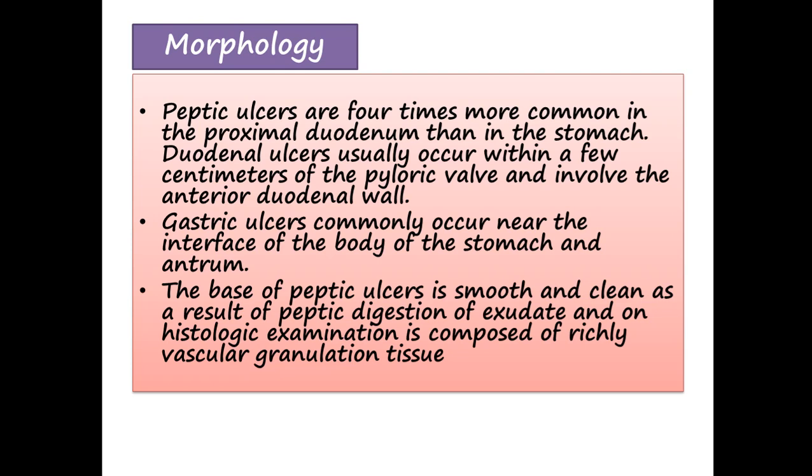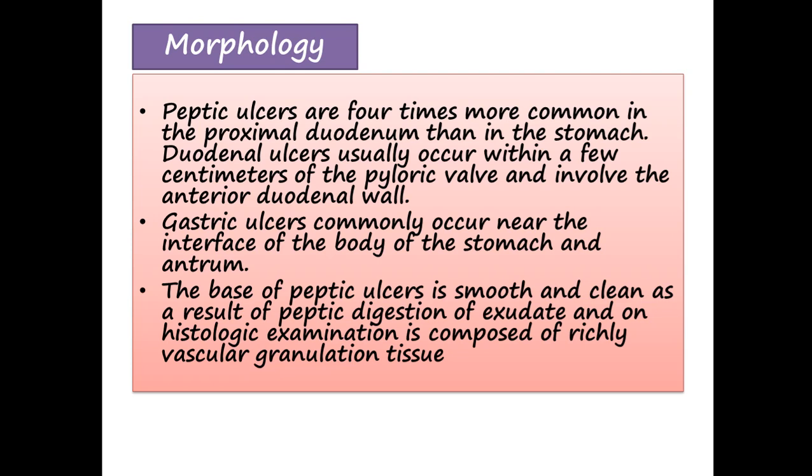Now, comparatively, the gastric ulcers more commonly occur where the body of the stomach and the antrum meet, at the interface of the stomach body or corpus and the antrum. Now, the base of the peptic ulcers is smooth because we know that the pepsin and the hydrochloric acid work as a dishwash by causing peptic digestion of the inflammatory exudate.